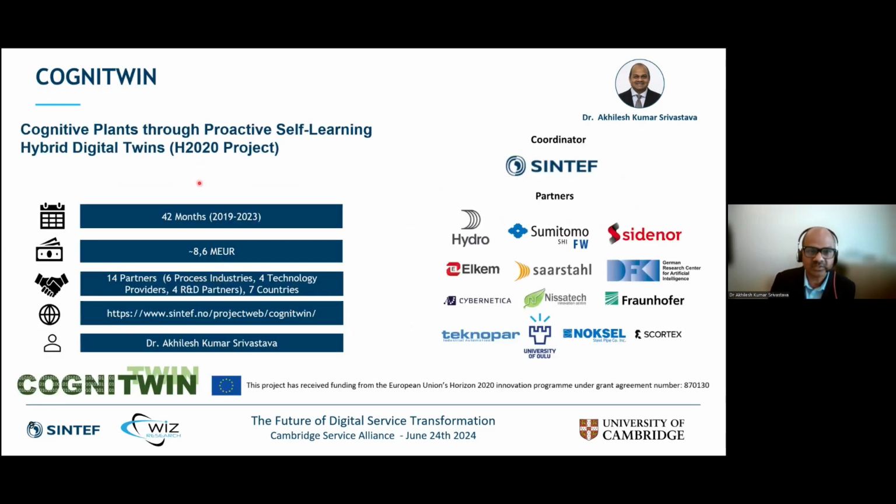The first project I would like to introduce is Cognitwin. In this project, we have built an architecture of a toolbox, which can be used by various process industries to build cognitive digital twins for their processes. The project was funded by the European Union in their H2020 program. We had 14 partners in the project. You can see a list of all the partners. It was led by SINTEF, and the project finished last year.